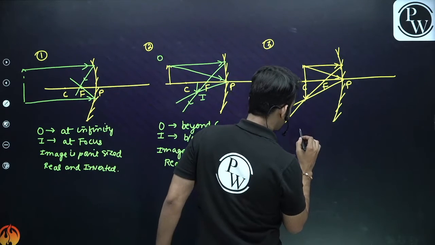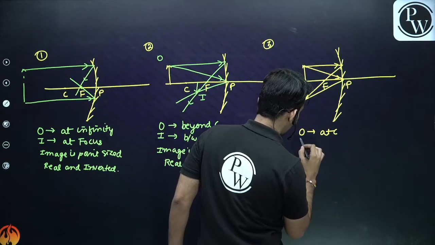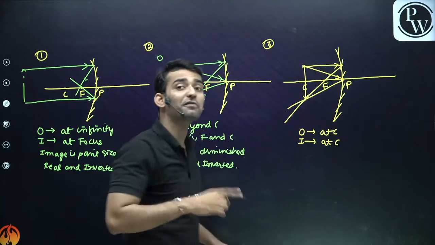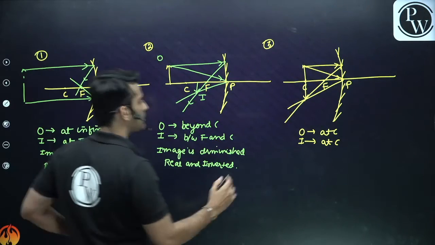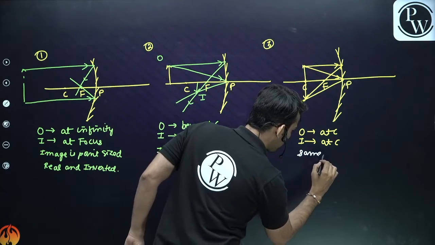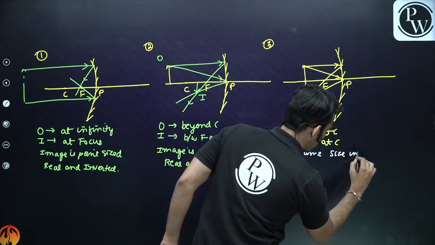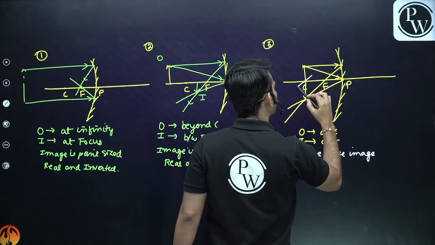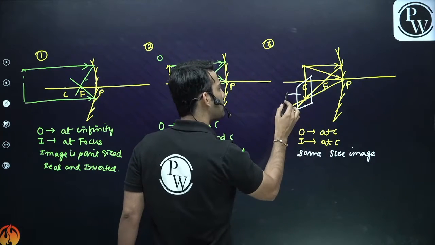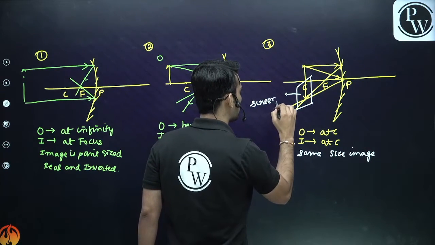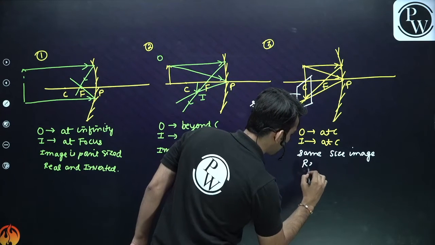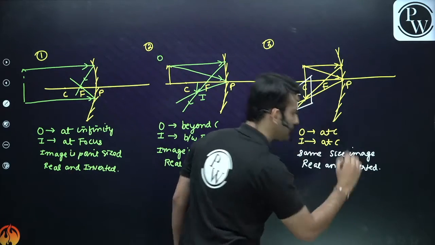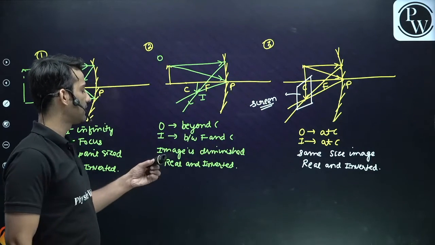So where is the object? At C. Where is the image? At C. And the image here is of the same size, guys. Here the image is of the same size, right? And whether it is real, obviously the rays are actually meeting. If you place a screen here, guys, you will get the image on this screen. So here the image is real and inverted. Is it clear? Real and inverted. Okay, clear, guys? Just recall all the cases.